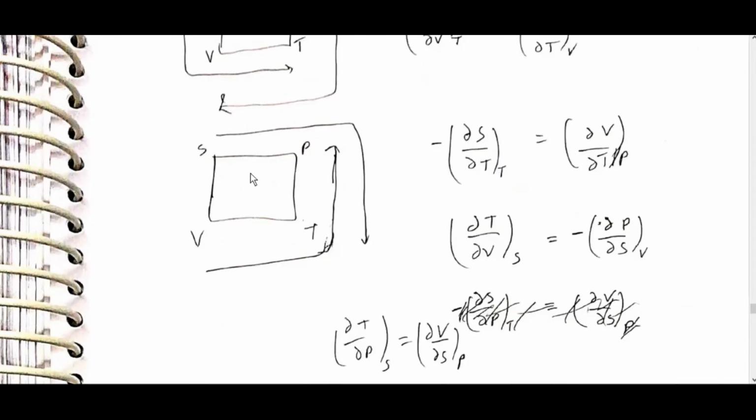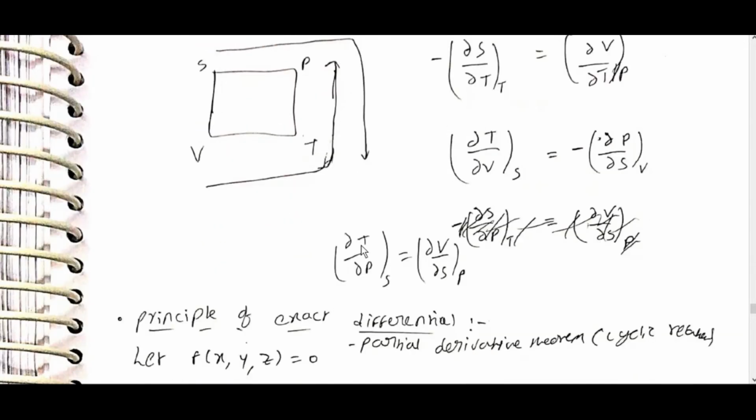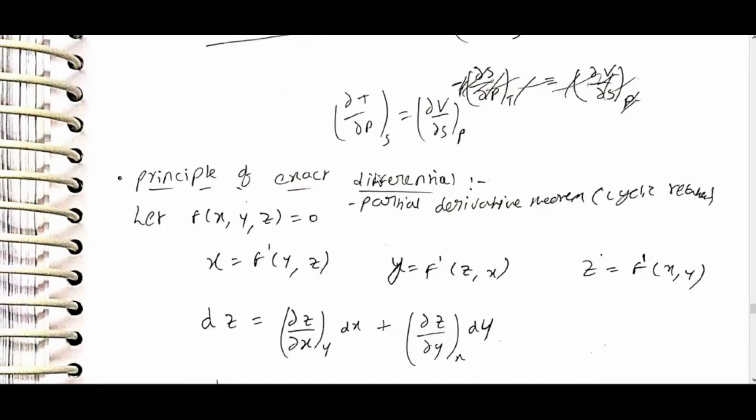Again, ∂T/∂V at constant S is equal to ∂S/∂P at constant V, ∂P/∂S at constant V. If these two sides are negative, these two sides positive, then the sides come out positive. ∂T/∂P at constant S is equal to ∂V/∂S at constant P. Principle of exact differential, partial derivative theorem, cyclic relation.